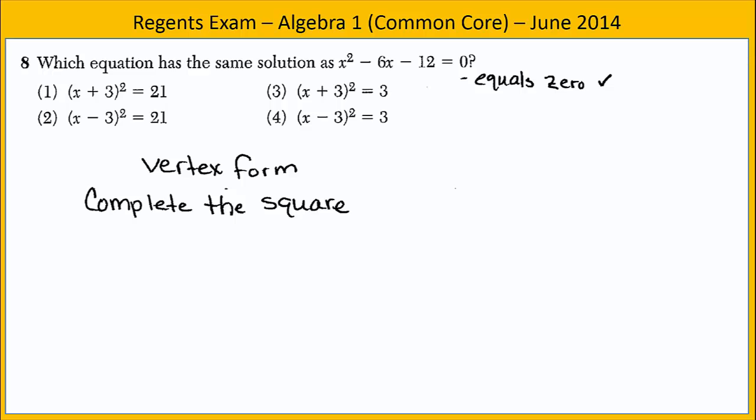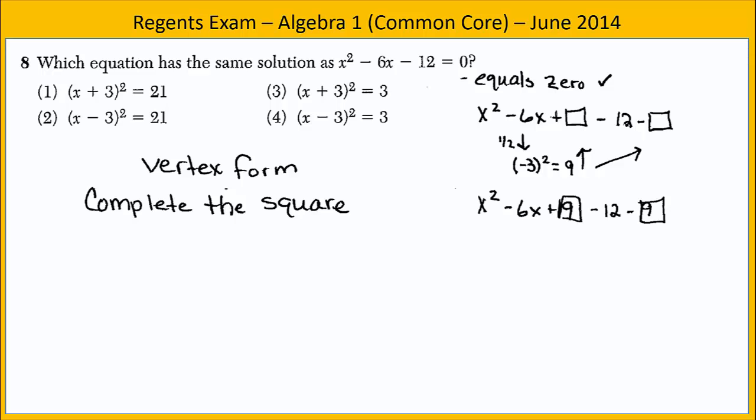We begin by making sure that the original equation equals 0. It does. Now we can begin the process of completing the square. Insert the boxes, take half of the b term and square it. Negative 3 squared is 9. 9 is the number that goes in each of the boxes.